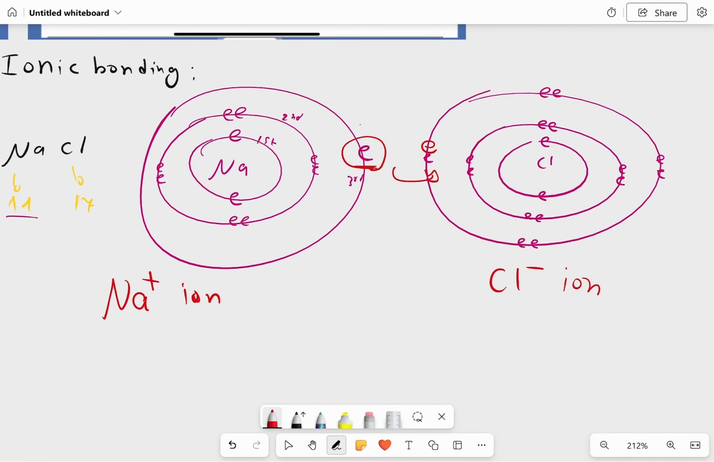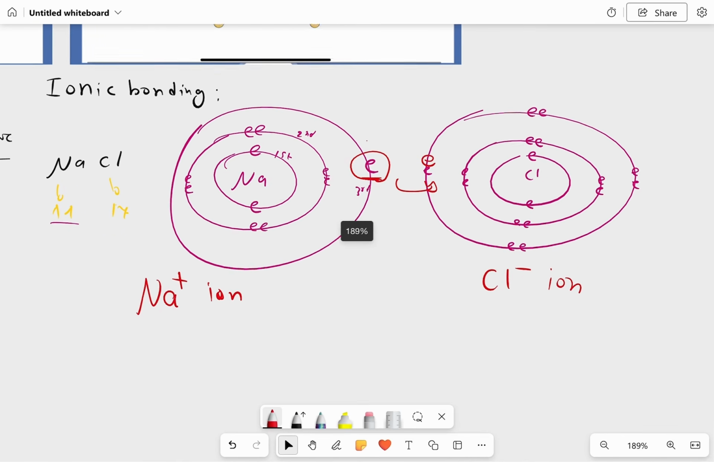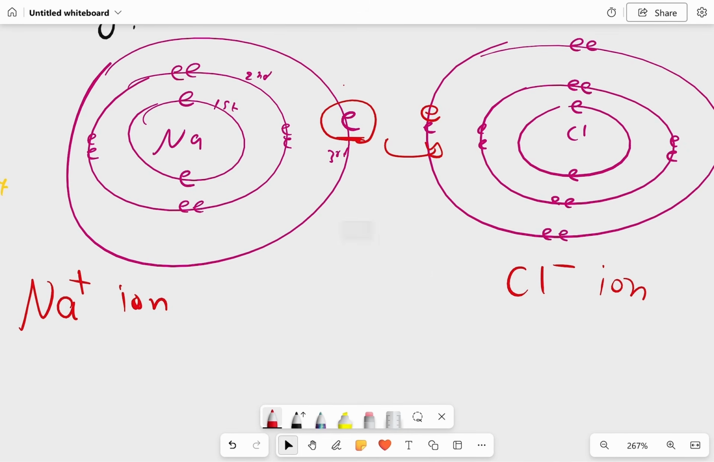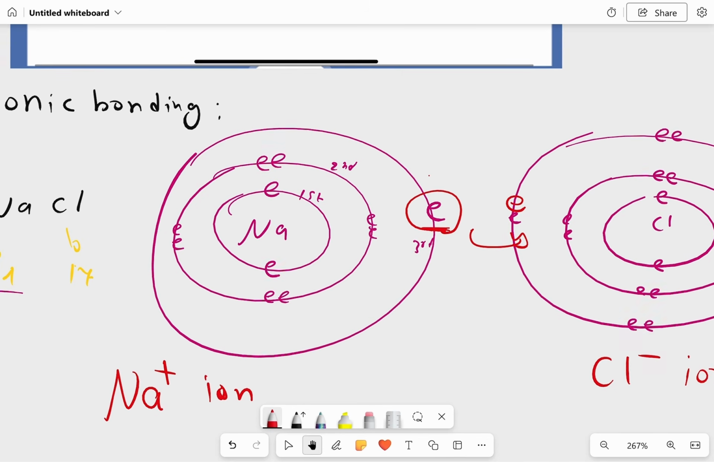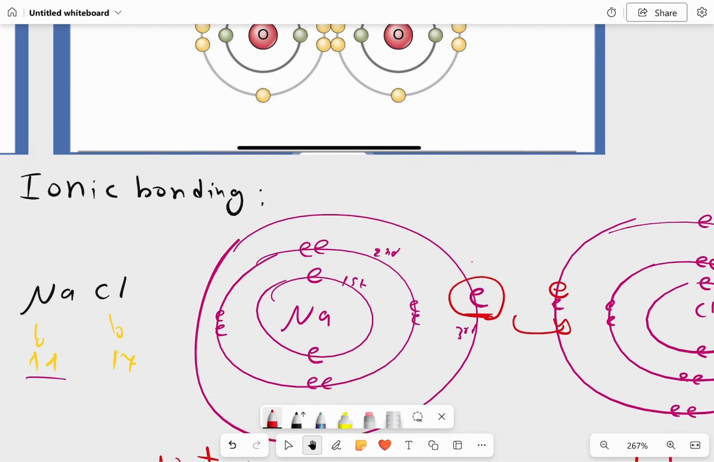I'll repeat this. Na has 11 electrons. It has one electron in its third shell, and it's going to donate it to Cl. And now the last shell of Cl is filled, and there is the donation and receiving of electrons. Whenever there is donation or receiving of electrons, it's called ionic bonding.